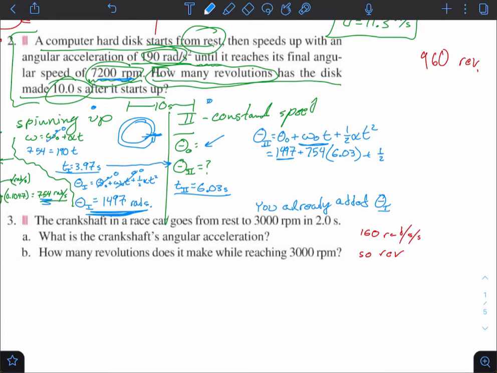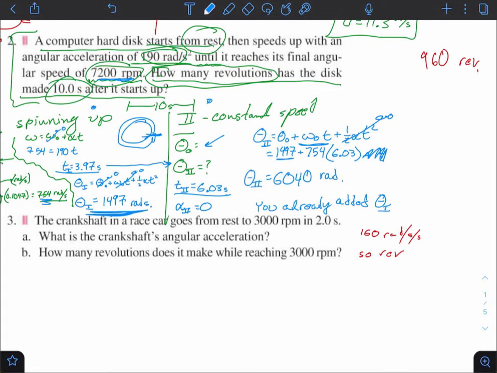Just always being cautious. Ooh, it's a constant speed during phase 2, which means the alpha of phase 2 is 0. That's fantastic. So we can ignore that third term completely. So 1497 plus 754 times 6.03 is going to give us 6,044. Or I'm going to round it to 3 sig figs, 6,040 radians.